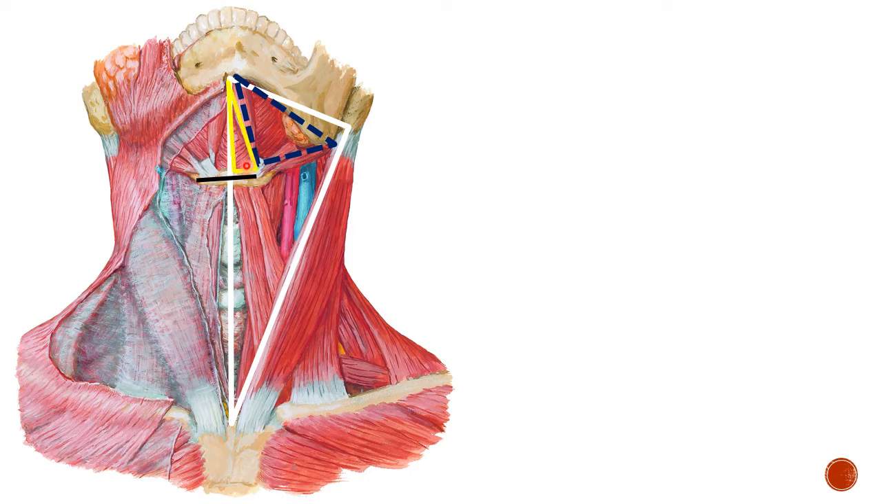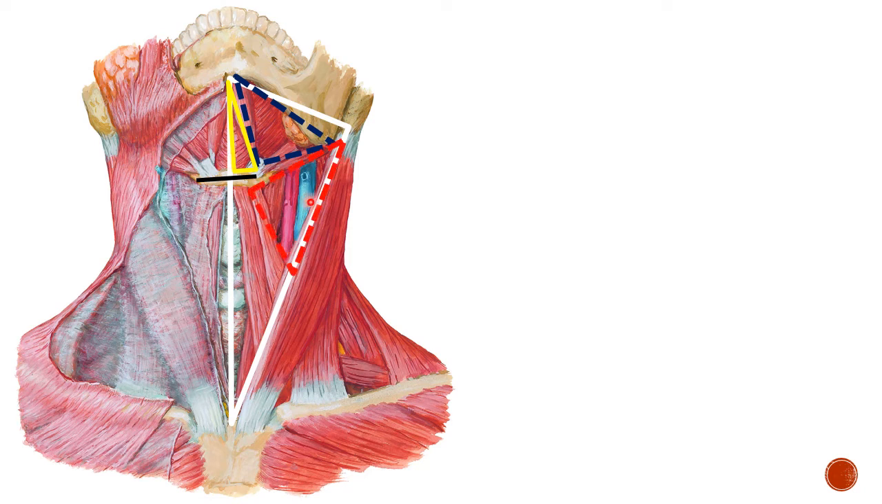Then this yellow colored one is forming the submental triangle. The base is formed by the hyoid bone, and the lateral boundary is formed by the anterior belly of digastric. The medial boundary is formed by the midline, which extends from the symphysis menti to the hyoid bone, that is the median fibrous raphe of mylohyoid muscle.